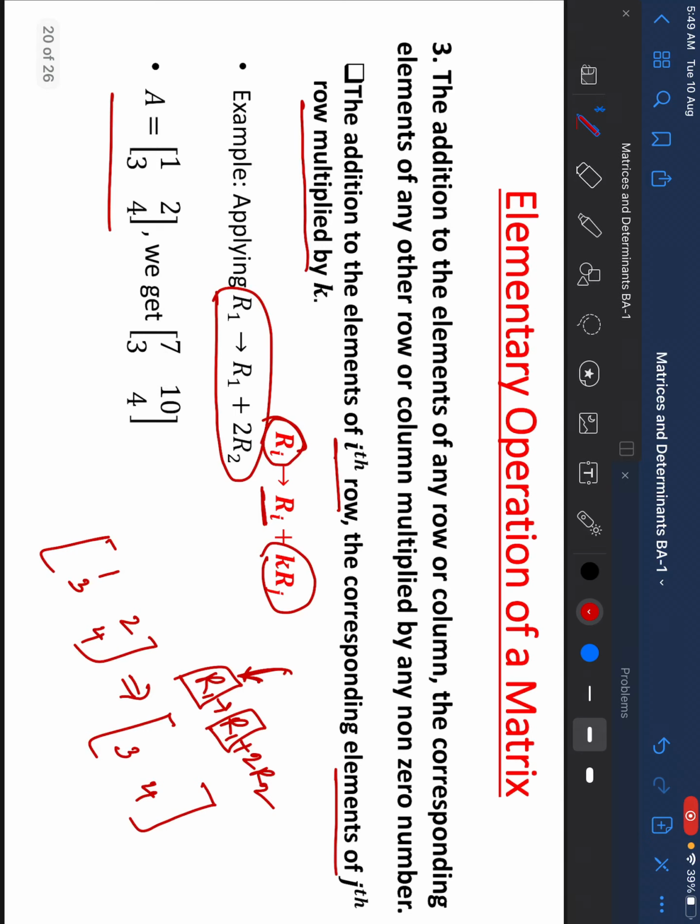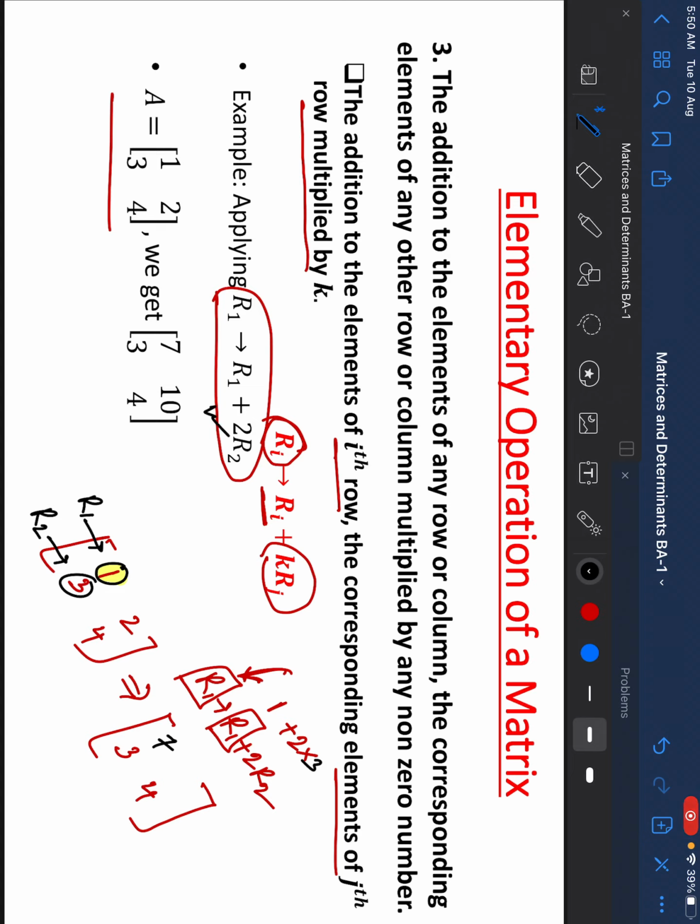So what happens to R1? What is the first element of R1 in here? It is 1. So I'm going to write 1 plus 2 into, now what is the corresponding element of R2? This one is the first element of R1 and the first element of R2 is 3. That is the corresponding element of 1. So 1 plus 2 into 3, that is 1 plus 6 is 7. So you get the first element of R1 as 7. We transformed that element of R1 from 1 to 7 by doing this operation.